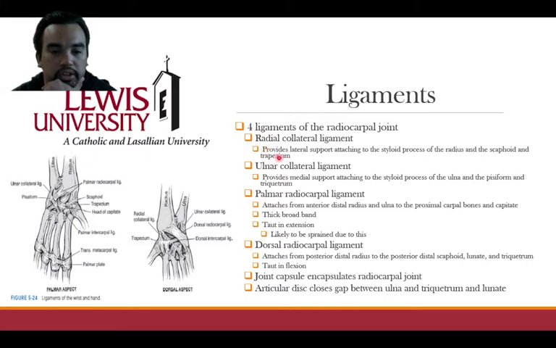The radial collateral ligament provides that lateral support, attaching to the styloid process of the radius and the scaphoid and trapezium. Then on the ulnar side, we have medial support attaching to the styloid process of the ulna and the pisiform and triquetrum. Okay. Then we have the palmar radiocarpal ligament, and that attaches from the anterior distal radius and the ulna to the proximal carpal bones and the capitate.